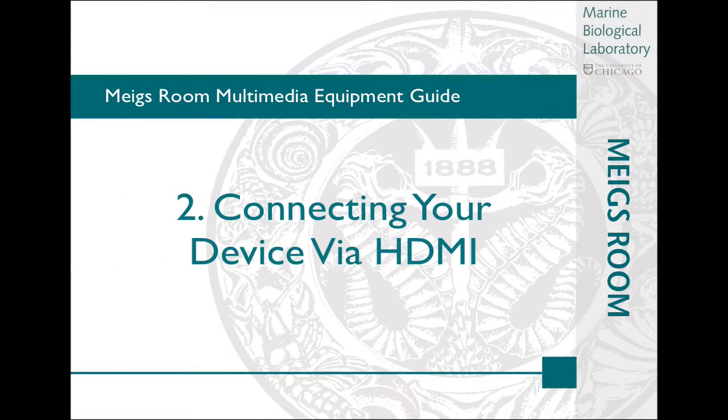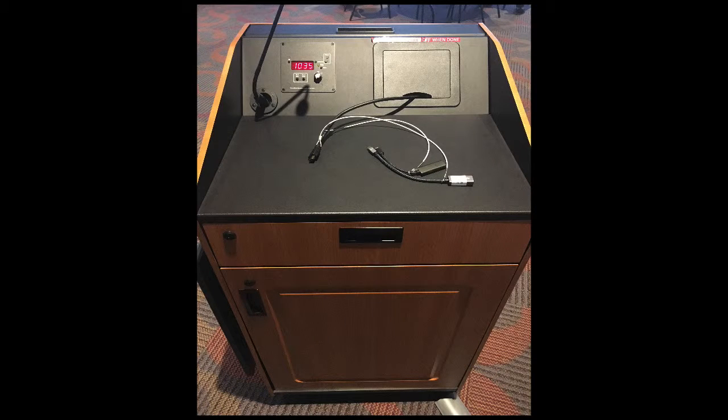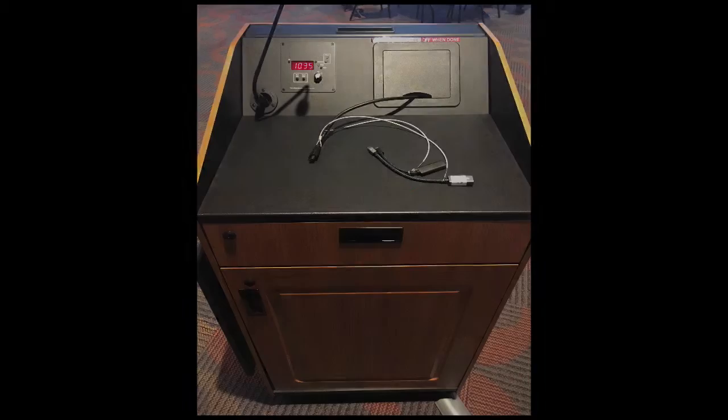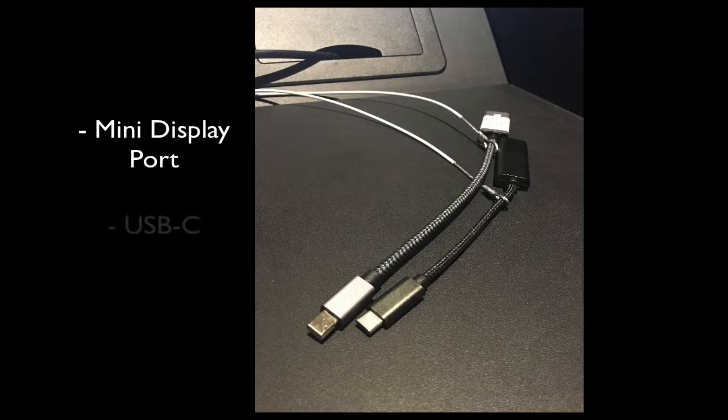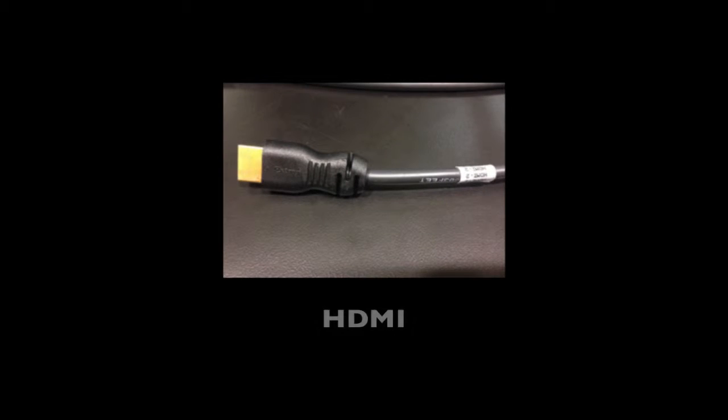Part 2. Connecting your device via HDMI. If your device has HDMI output, connect it to the HDMI cable on the podium. If your device does not have an HDMI port, you can connect using the mini DisplayPort or USB-C adapters connected to the HDMI cable. Note: if your device only has a VGA output, there is a VGA cable on the podium, but it is recommended that you connect wirelessly via air media or use a device that can be adapted to HDMI to maintain image quality.